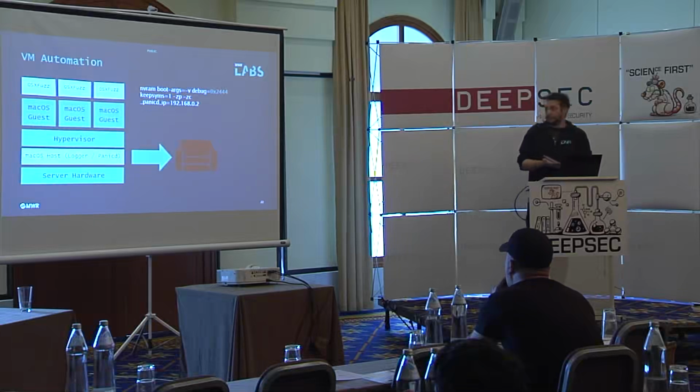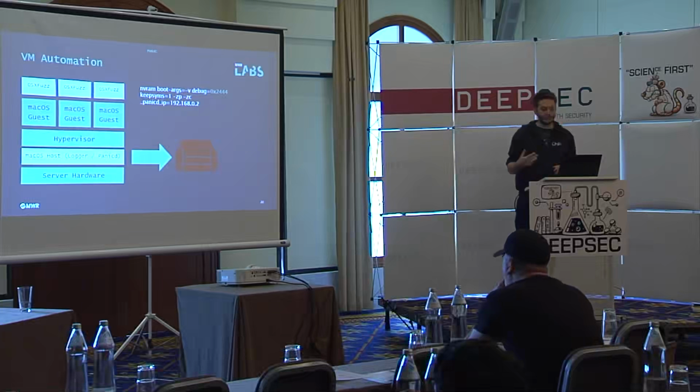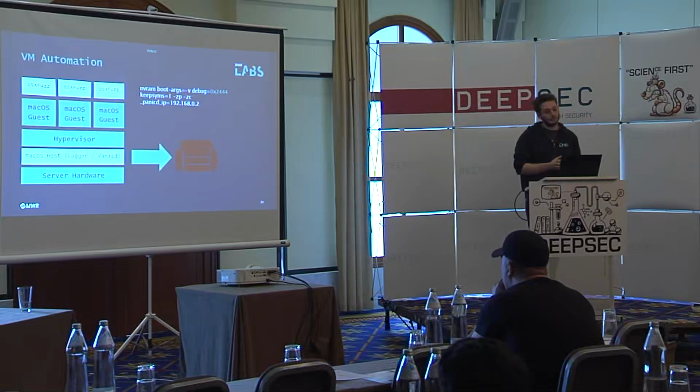So that's just a diagram that shows how we run things. We have a bunch of OS X fuzz instances running on a bunch of macOS guests, which run on top of whatever hypervisor we've chosen, QEMU or Fusion, which sit on top of a macOS host, which is running our logger and panic daemon, which is taking all the kernel crash dumps. And then we'll have a whole bunch of these hosts running our fuzzers.